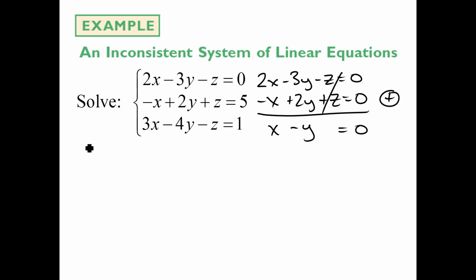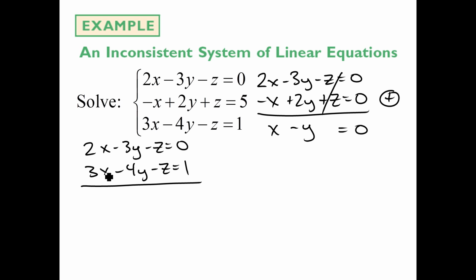And let's go with equation 1. 2x minus 3y minus z equals 0. And we have 3x minus 4y minus z equals 1. Here we're going to have to subtract straight down to cancel the z's out. So we'll have negative x, and minus a negative is a plus. Negative x plus y equals negative 1. Here, let's take our two equations and line them up.